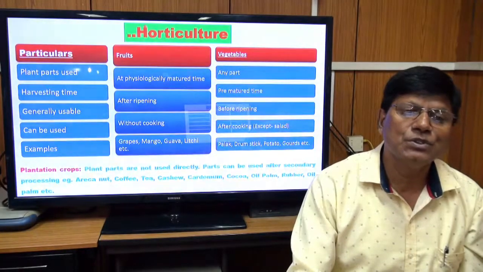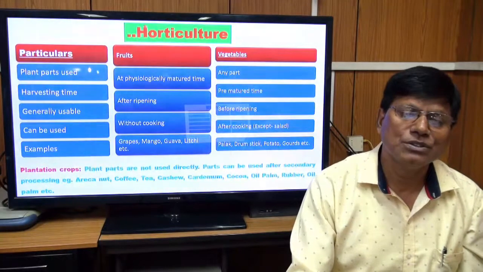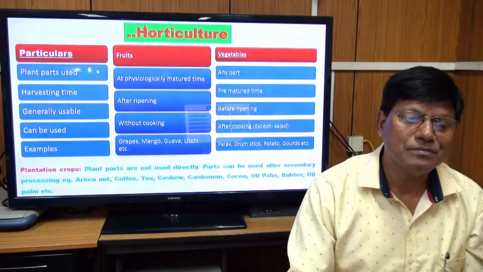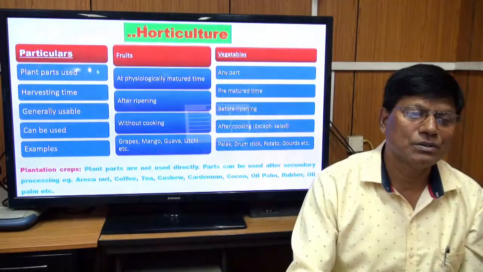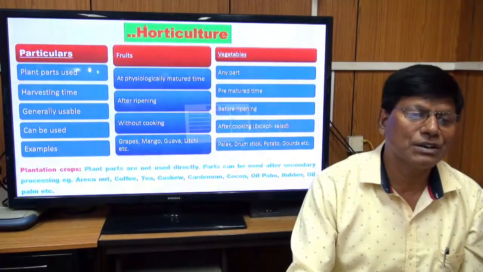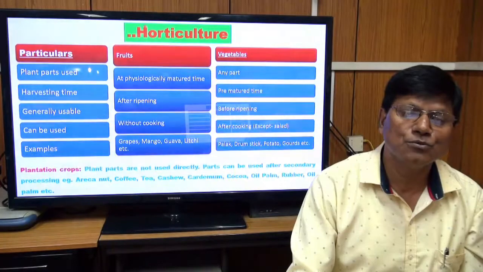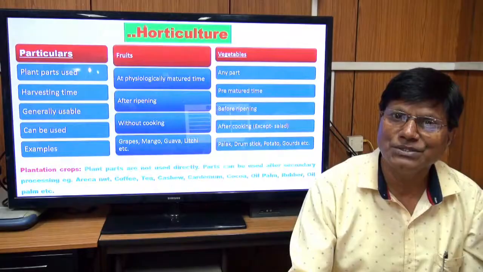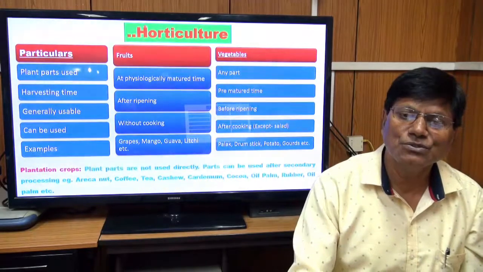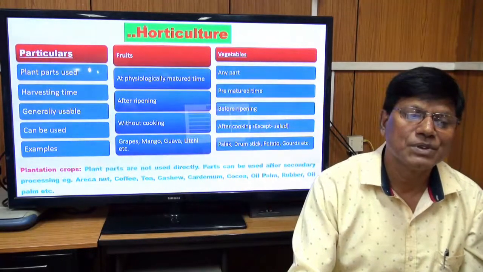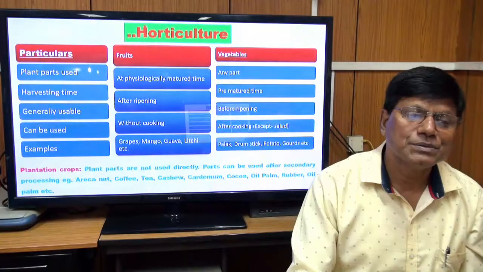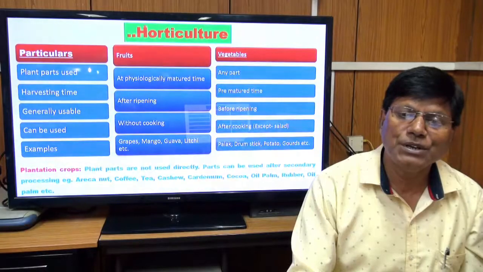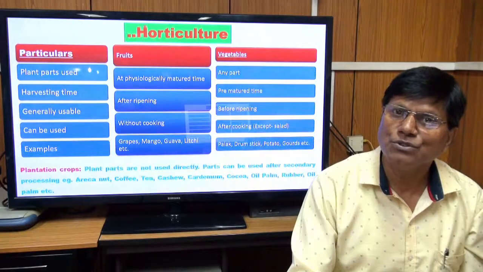Generally the usable part of a fruit is basically usable after ripening. Fruits are used without cooking and can be used directly. Generally, vegetables are used after cooking. Fruit is used after ripening and vegetables are used before ripening.